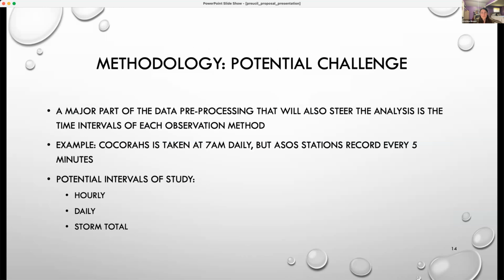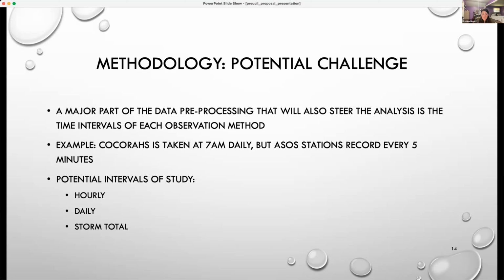I did want to take some time and point out a potential challenge that I think I'll be facing. I mentioned that time syncing is going to be a large part of the data preprocessing. The result of this process is also going to steer the analysis in terms of the time interval that I'll be using. As an example, we know the CoCoRaHS and the co-op data is taken at 7 a.m. daily, but the ASOS stations do record every 5 minutes. So there'll be some translating to do there.